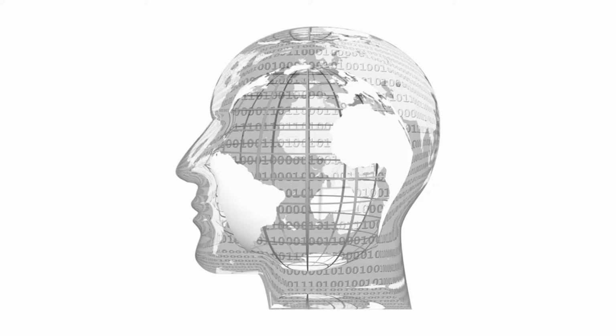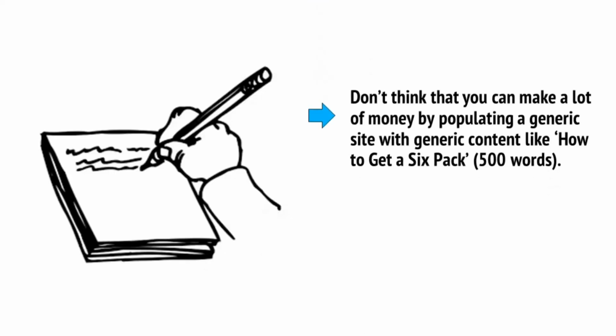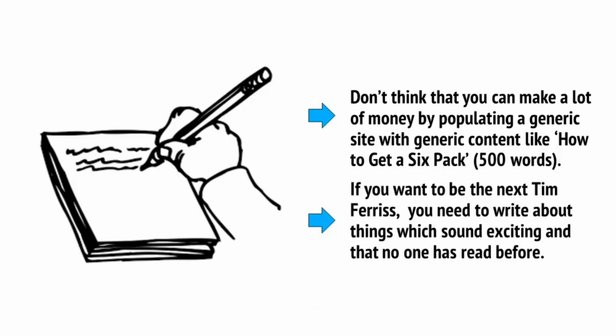You need to think about branding your site so that people will instantly know what your site is all about and whether it is for them. And you also need to be very consistent in delivering quality content that's going to offer something a bit different from the competition. Don't think you can make a lot of money by populating a generic site with generic content like how to get a six pack in 500 words. If you want to be the next Tim Ferriss, you need to write about things which sound exciting and which no one has read before.